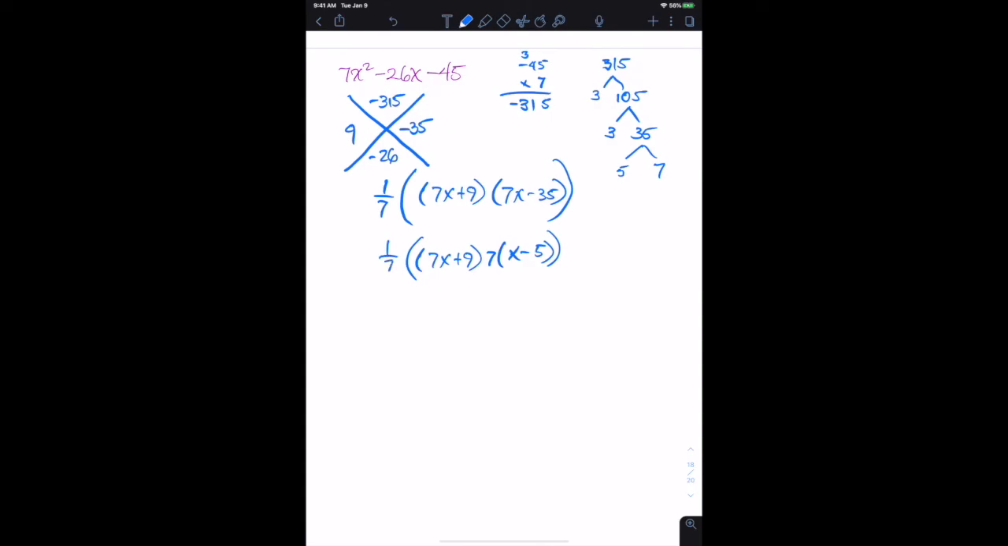Then we have 1 over 7. That 7 will cancel with this 7 right here, and look at what we're left with. 7x plus 9 times x minus 5.